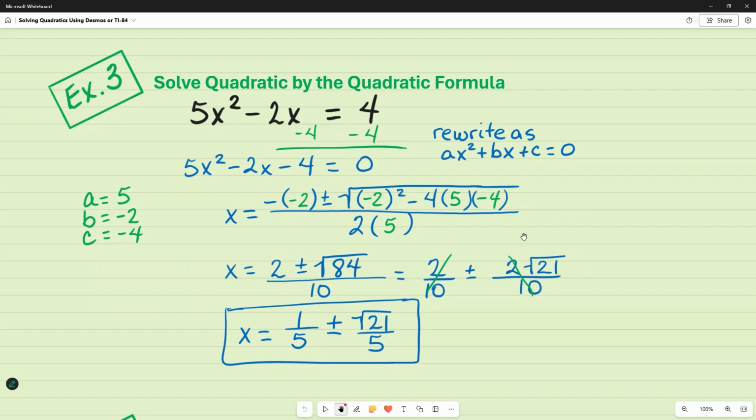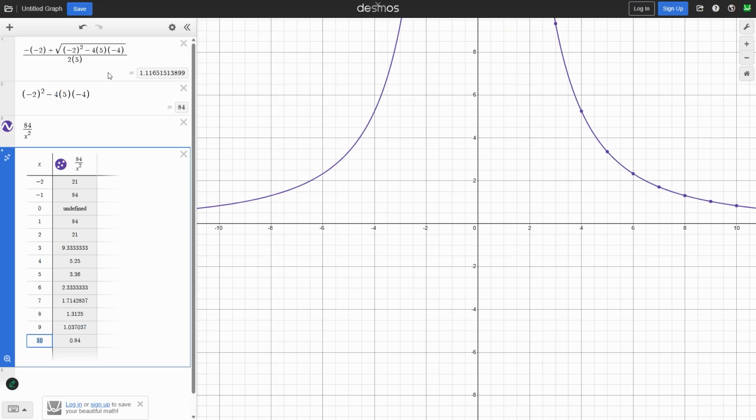I can't do anything with the square root of 21 except leave it. So it's understood to be a 1 here. I don't have to write the 1. So 1 over 5, and then 1 times square root of 21 is square root of 21. So this whole answer we're going to test and see if it gives us the equivalent of 1.1165 right here.